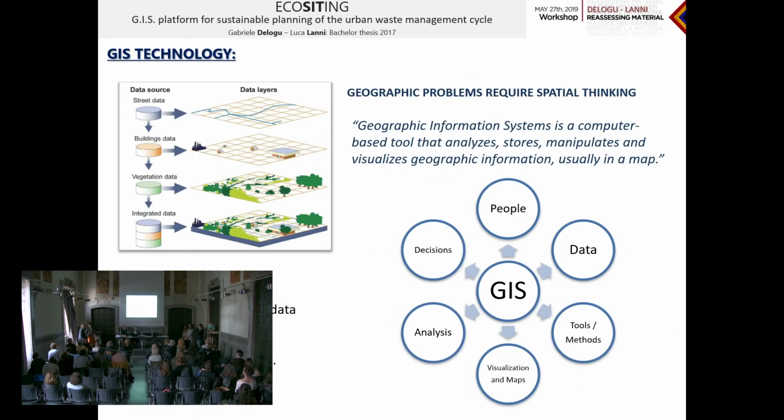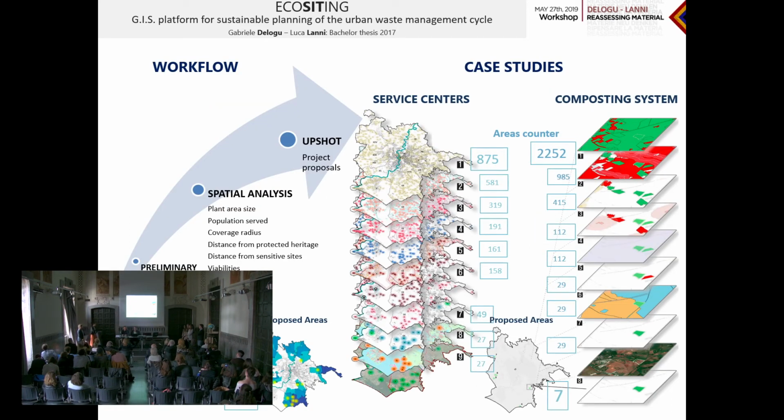Good afternoon. First of all, we have to say that locating areas is a geographical issue. So it requires a special way of thinking, and the method we developed was defined through the use of GIS software, which is a computer-based tool that analyzes, stores, manipulates, and visualizes geographic information, usually in a map, with the purpose of functioning as a decision support system. We have proposed 2 case studies to apply the research method, localizing suitable areas for hosting service centers and composting plants on the entire municipality of Rome.